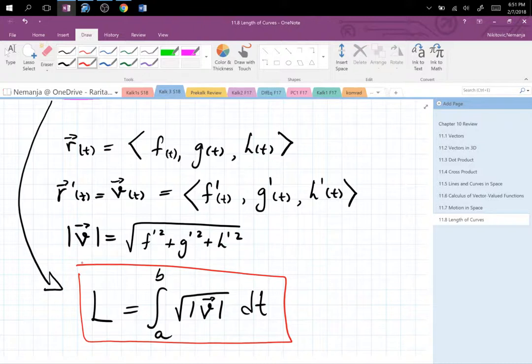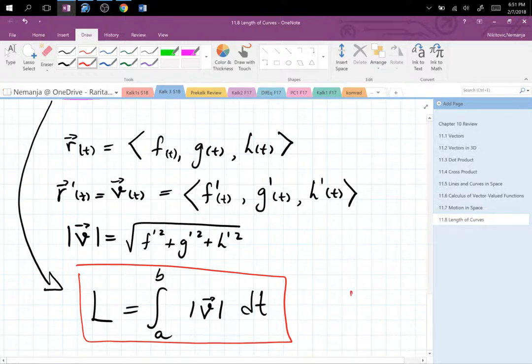So the speed and, oh wait, why put the square root? Sorry. No square root. Square root is part of the speed formula. I just noticed that. Sorry, no square root.